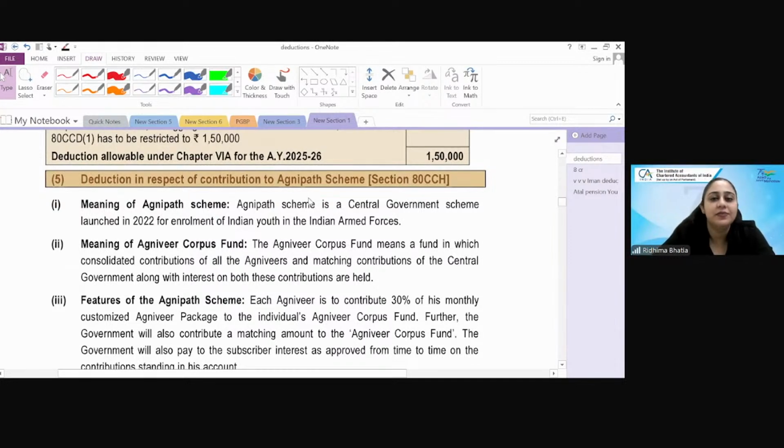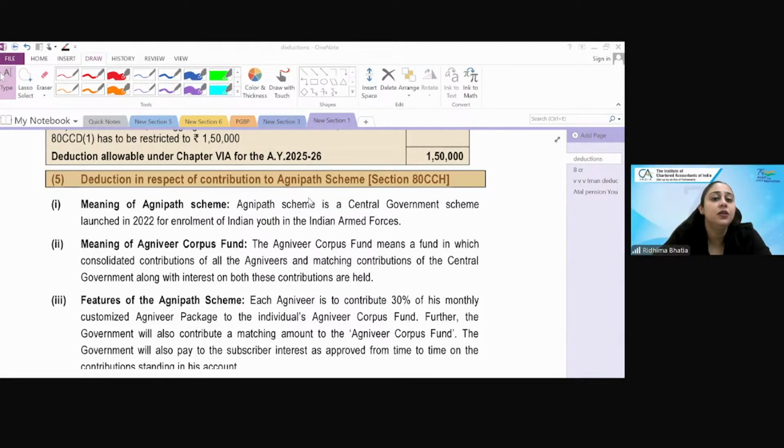Okay, so Agnipath scheme is basically a scheme which was introduced 2 years back, almost 2022 में, for getting Agniveers into Indian Armed Force. Indian Armed Force में वो तीनों आते हैं आपका मेन आर्मी, Navy, Air Force. So Agniveer is basically a term which they introduced. Now, what is Agniveer? Agniveers are children who are almost of the age of 17 and a half to 21. They can apply to enroll under this scheme.